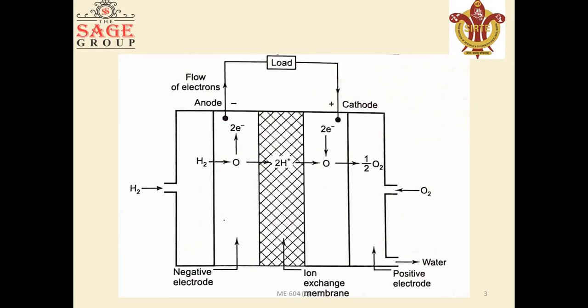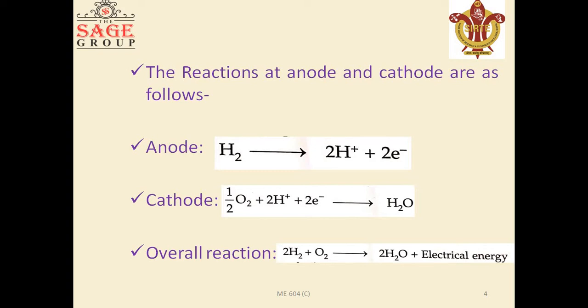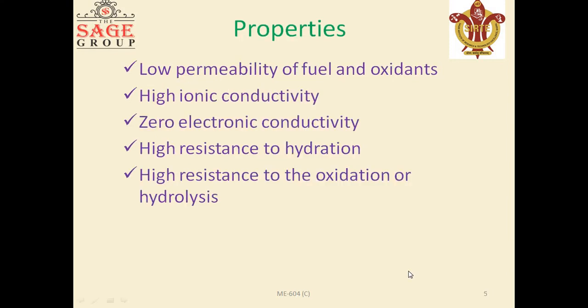Here we can see the reactions for the anode and cathode, along with the overall reaction. The reaction at the anode is H2, and it is split into 2H+ plus 2 electrons. At the cathode, half O2 plus 2H+ plus 2 electrons gives H2O, that is water. The overall reaction is 2H2 plus O2 equals 2H2O plus electrical energy.